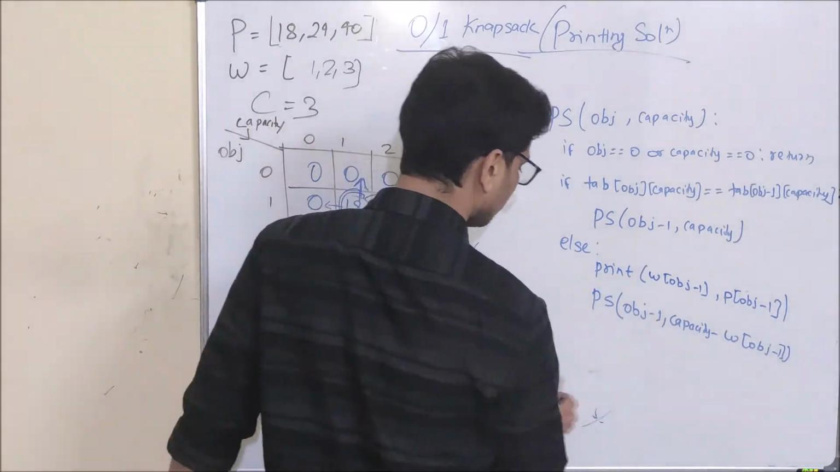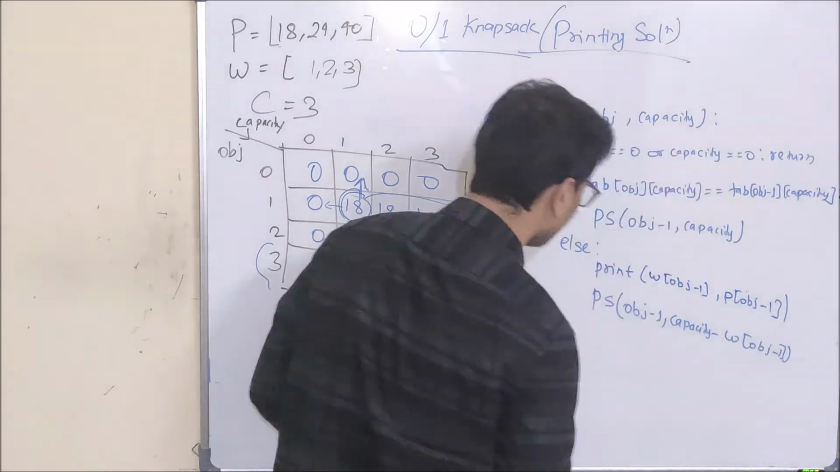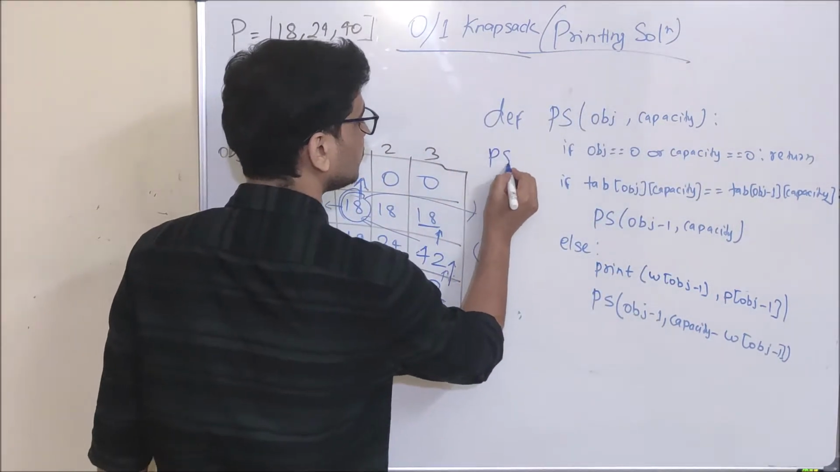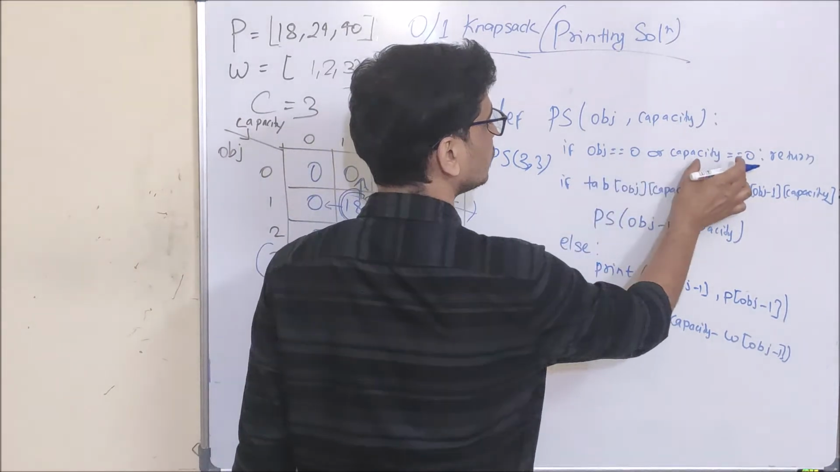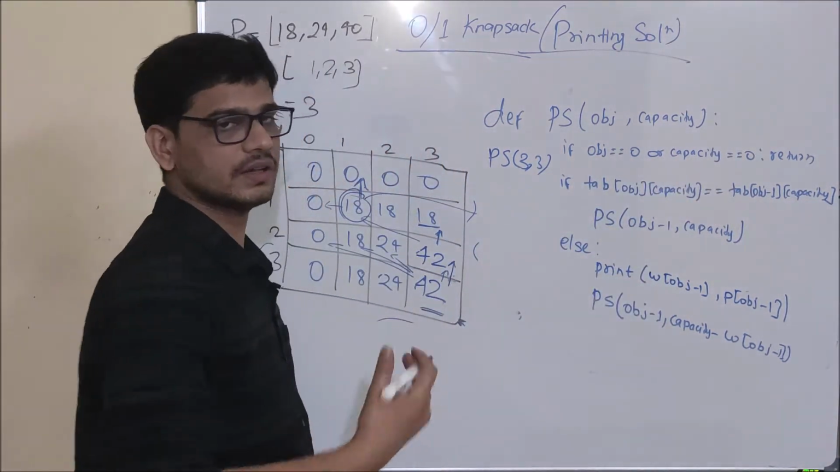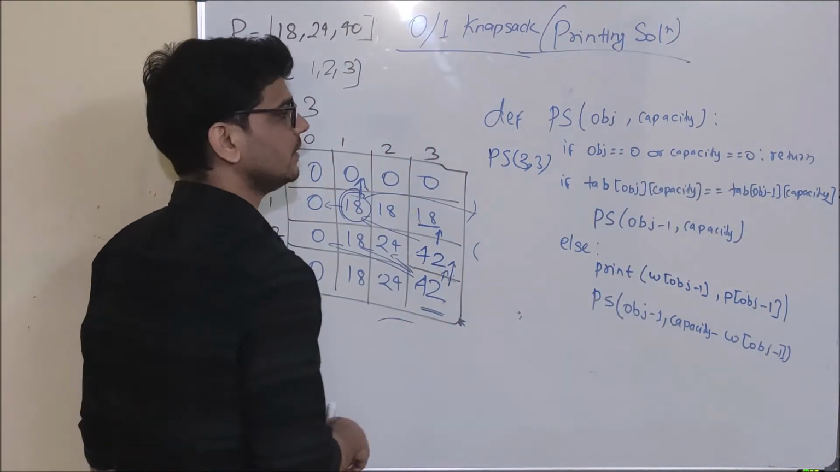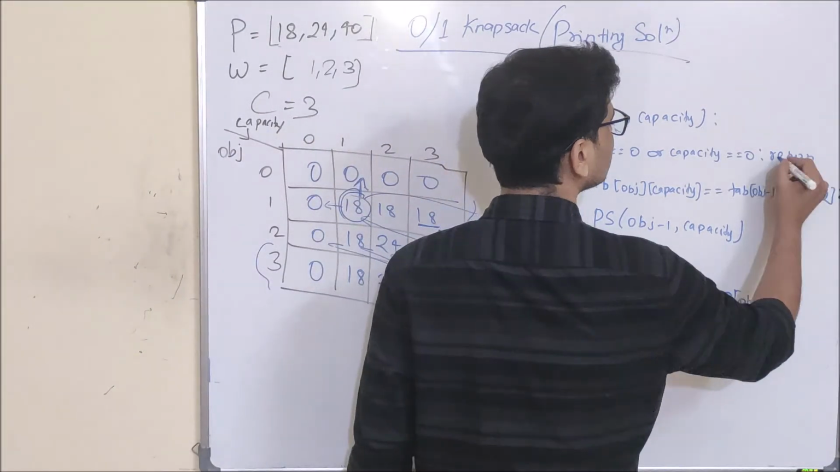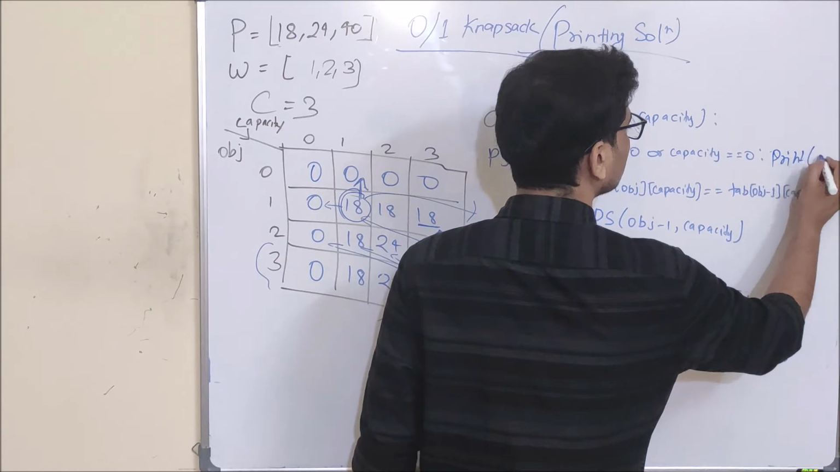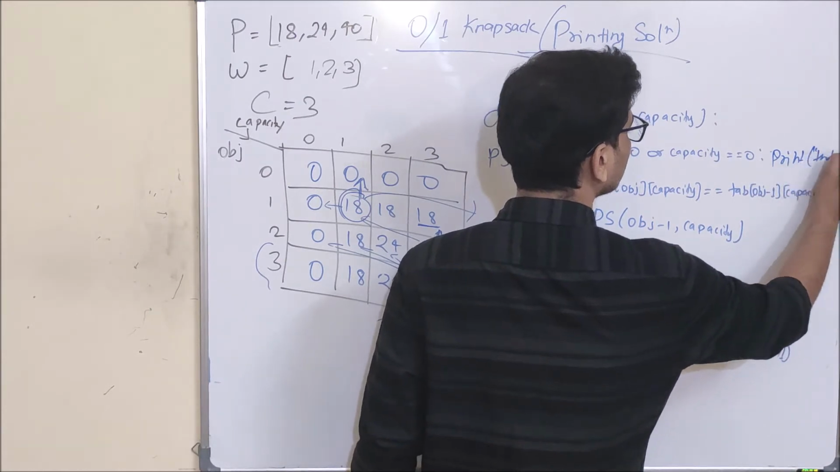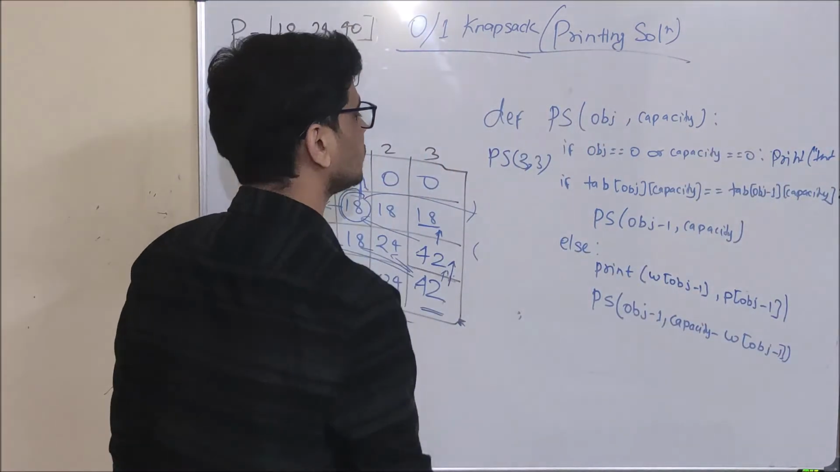So first of all, we will make a call to PS of 3, 3. First of all, it will check whether object is equal to 0 or capacity is equal to 0. If that is not the case, then it is going to continue. And in the base case, instead of return, we can print; that's all. You can do anything.